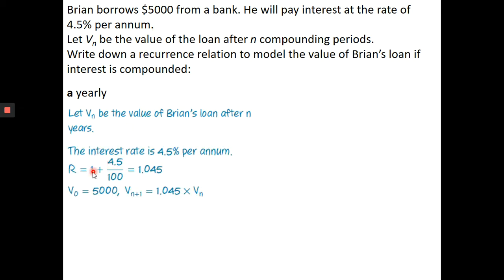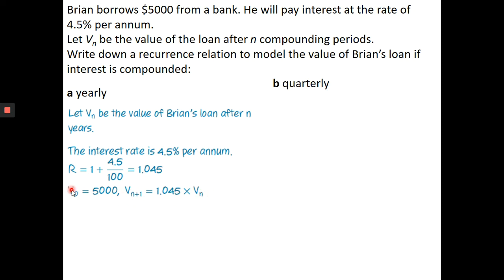So all we need to do here is 1 plus 4.5 over 100, 1.045. V0 is 5,000. From here, we've just worked out, so that's 1.045. So Vn plus 1 equals 1.045 times Vn.